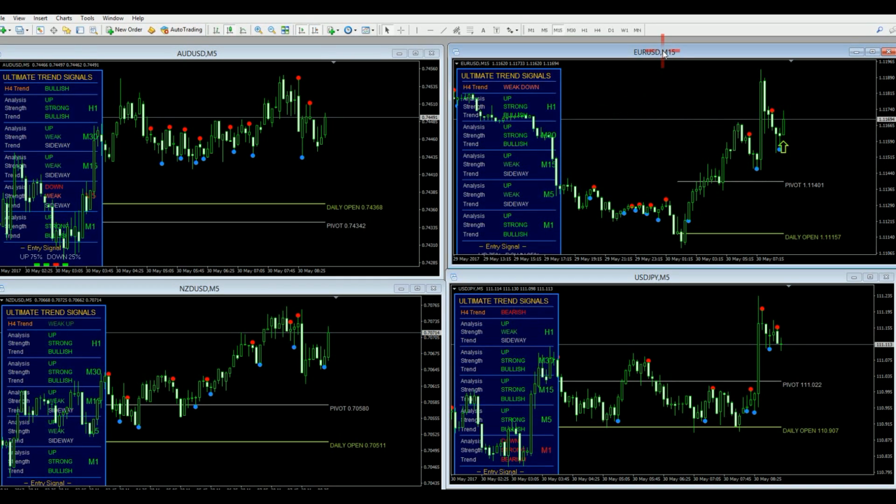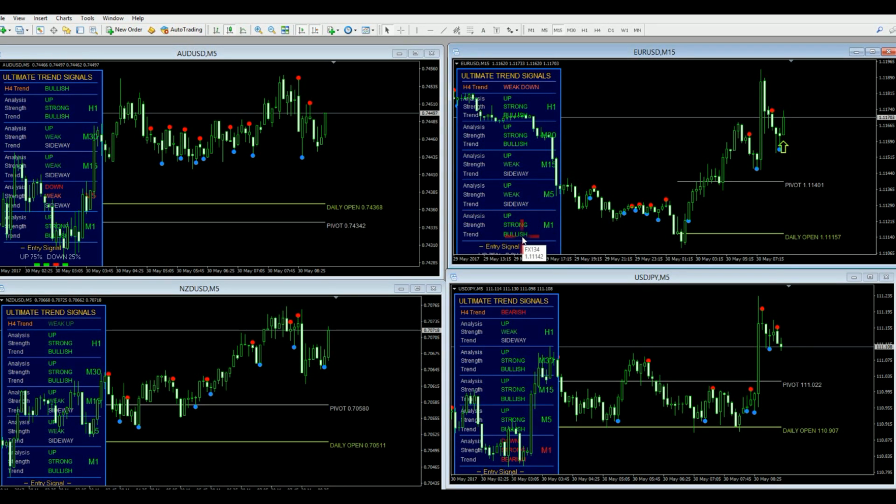So anyway, how do we use this the best possible way? How do you use Ultimate Trend Signals? So the first thing you see is the panel here. It starts with the 1 minute chart. It says up, strong, bullish, right? See the difference here? Here it says bearish, right? But here we have convergence. It means convergence because most of them are green. You see, most are green. So 1 minute, 5 minute, 15, all the way it's green.